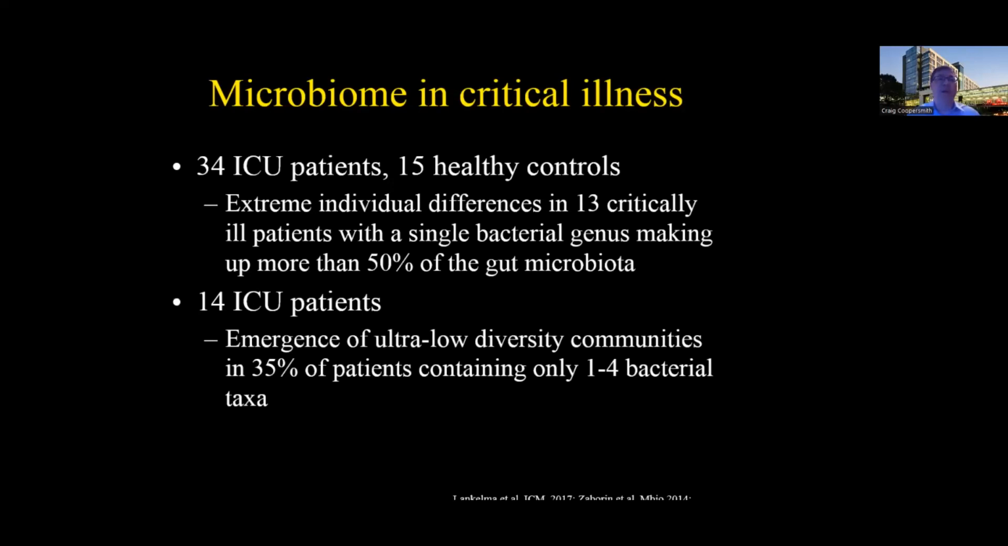And in a different study, again a small study, but of 14 ICU patients, there was the emergence of ultra-low diversity communities in a third of the patients containing only 1 to 4 bacterial taxa. That's remarkable if you think about it. We have 1,000 types of bacteria in our intestines, and yet a third of our patients might literally only have 1 to 4 different types of bacteria living inside of their intestines.